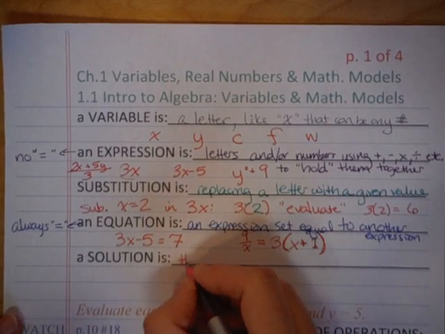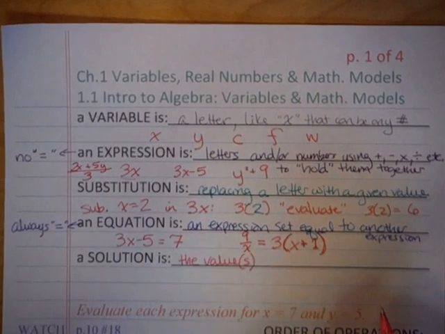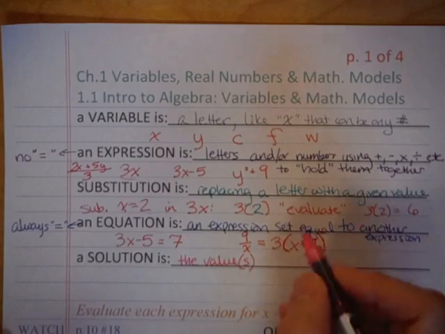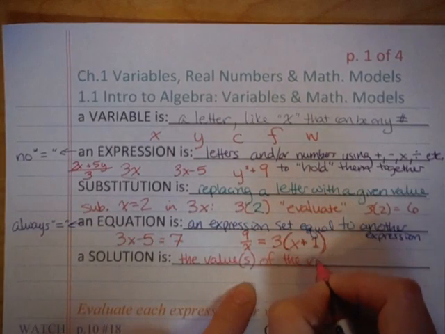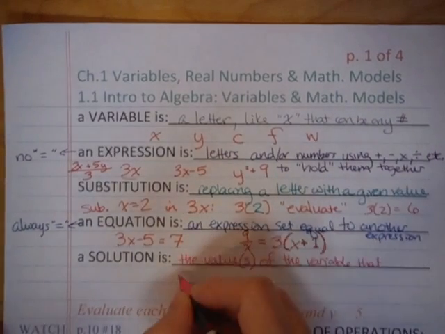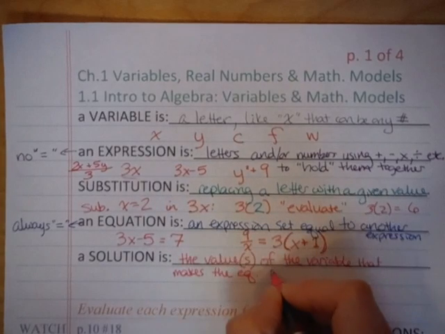So a solution is the value, and I'm going to put values because sometimes you might get more than one answer. Not a lot in Math 60. That's a Math 65 issue, but I just want to plant the seed for you. It's the value or values of the variable that makes the equation true.